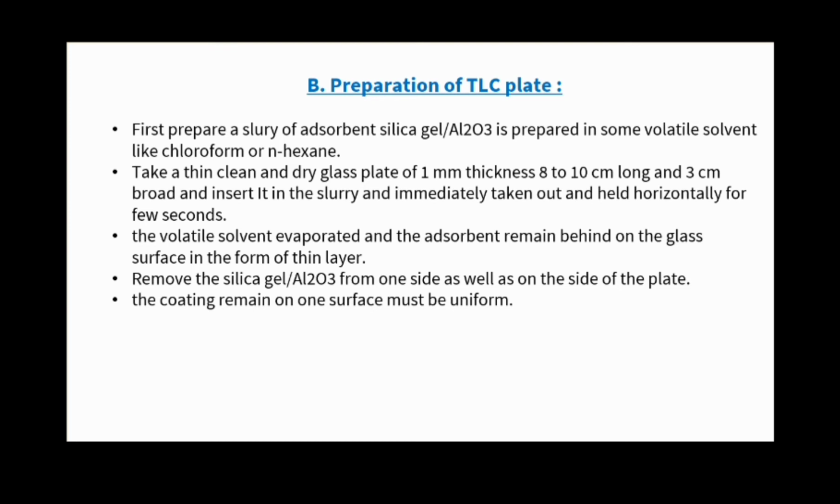Take a thin, clean and dry glass plate of 1 mm thickness, 8 to 10 cm long and 3 cm broad, and insert it in the slurry and immediately take it out and hold it horizontally for a few seconds. The volatile solvent evaporates and the adsorbent remains behind on the glass surface in the form of a thin layer. Remove the silica gel from one side of the plate as well as from the sides of the plate. The coating remaining on the surface must be uniform. In this way we prepare the TLC plate.